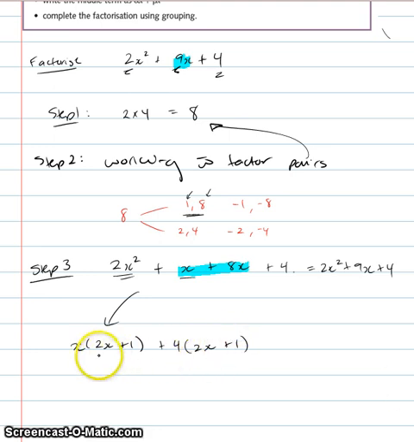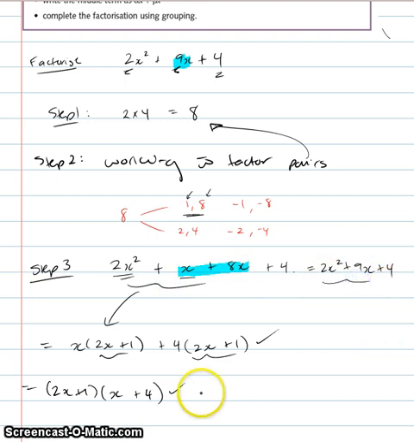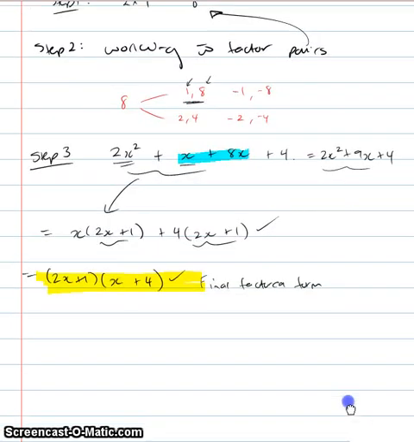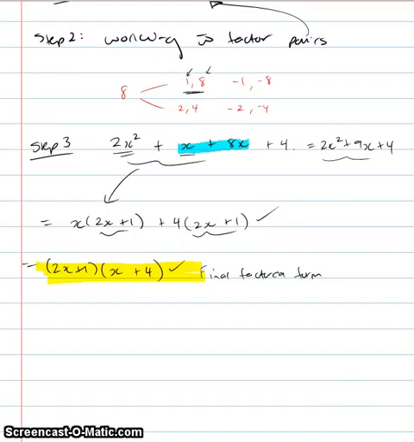Okay, now this 2x plus 1 is common between the two terms, x times (2x plus 1) plus 4 times (2x plus 1). So I can take that out as a common factor: (2x plus 1) times (x plus 4). Okay, so this is the same as this, which is the same as this expression, which is the same as this expression. But this one is the final factored form.